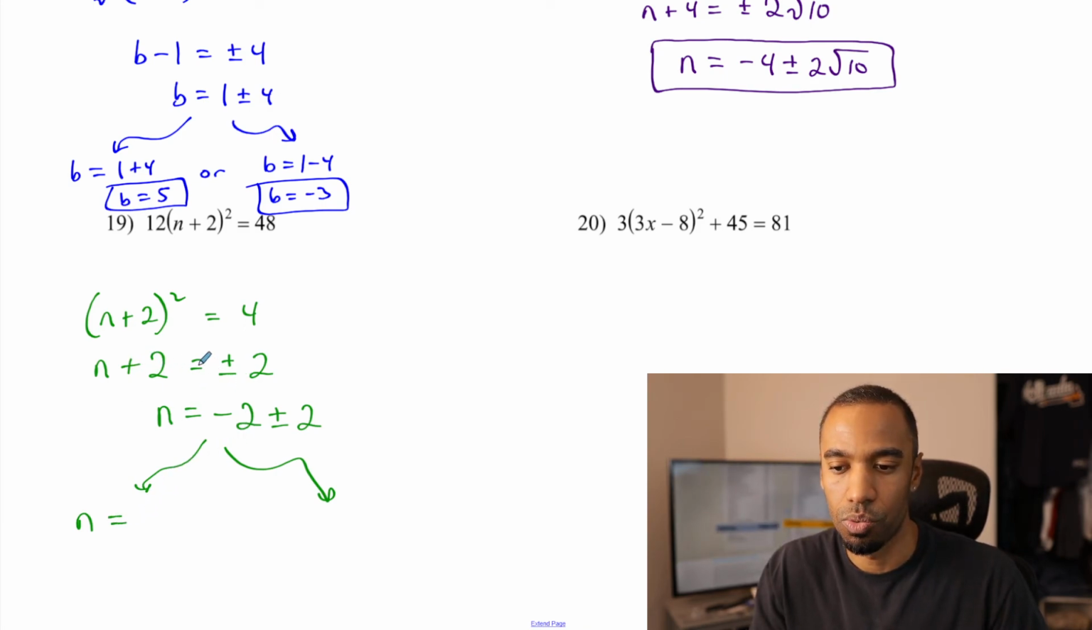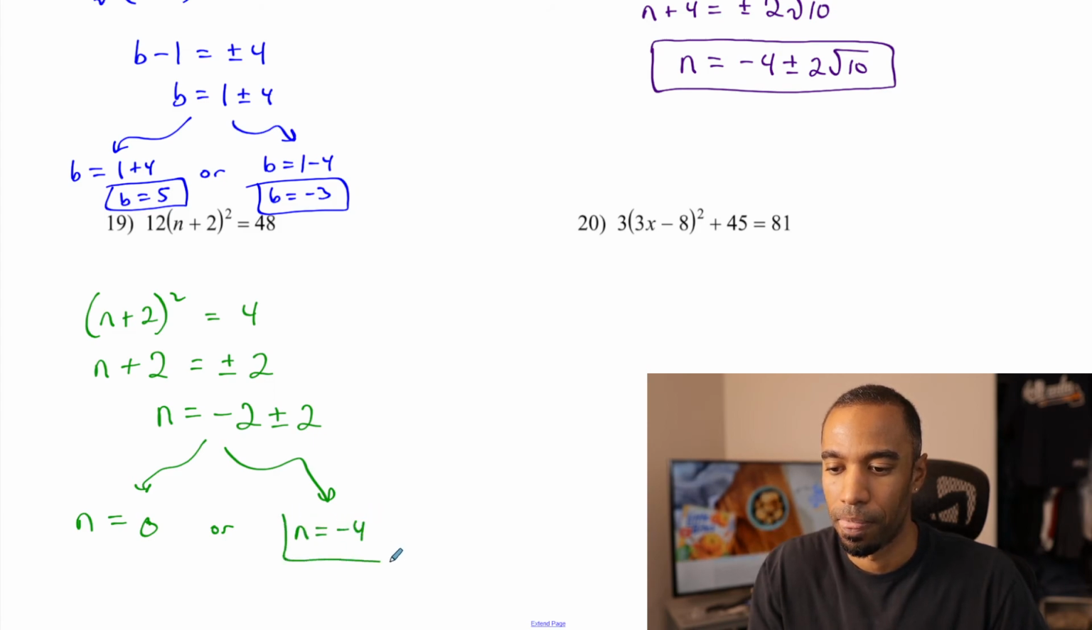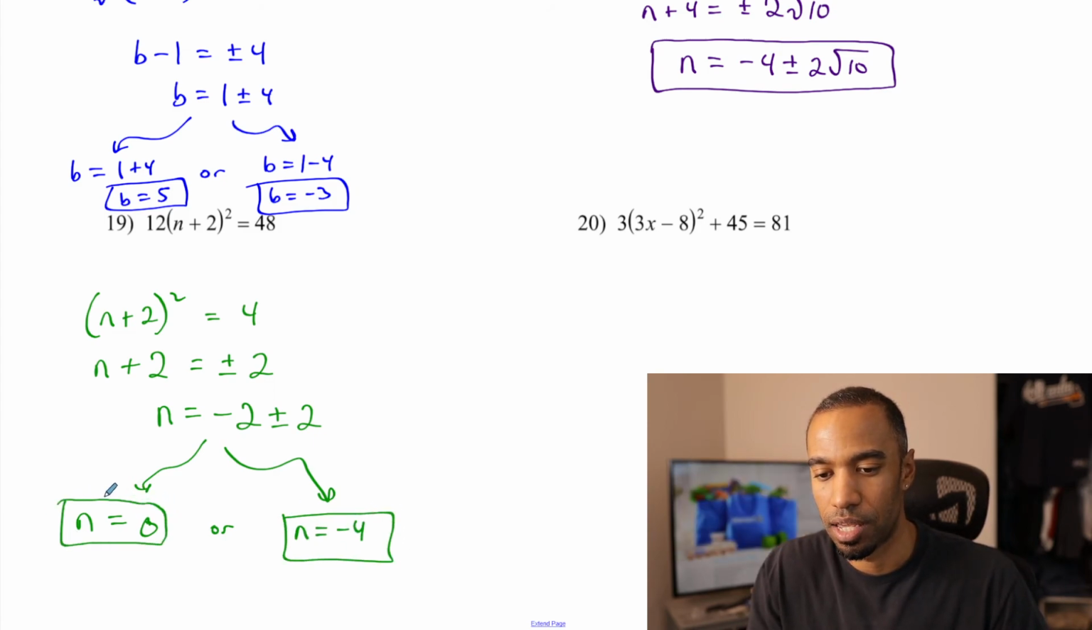So anyway, I subtracted 2 over, guys. Here's that one right there. And then the plus or minus 2 is right there. So what's -2 plus 2? It's 0. What's -2 minus 2? -4.